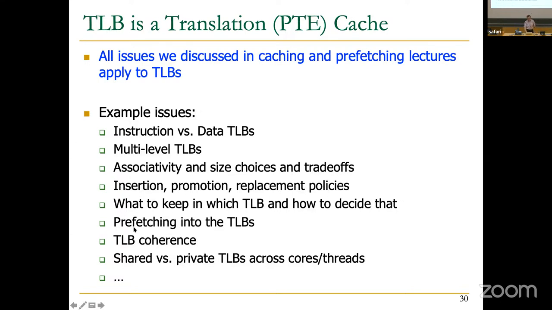And you need to keep TLBs coherent if they're in different processors. If one of them modifies the translation for some reason, because the operating system may be running on it, you need to keep it coherent in the other processors that may have cached an older translation. And you can have shared or private TLBs across cores and threads. Basically, everything we said applies here. It's just a cache, except it's caching something special, translations. But because you've taken this course, you know that there's nothing special, right? Everything is bits in the end. You're caching bits, and you need to make sure that those bits are kept correct. We're just assigning meanings to bits in this particular case, and that meaning is a translation.